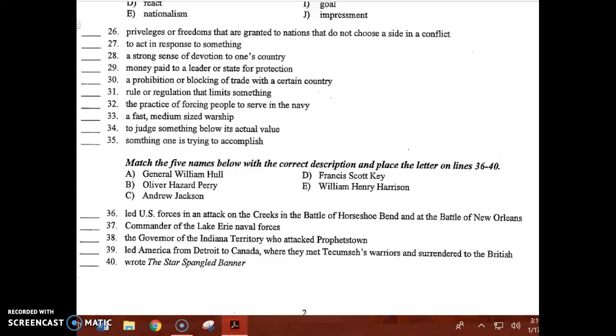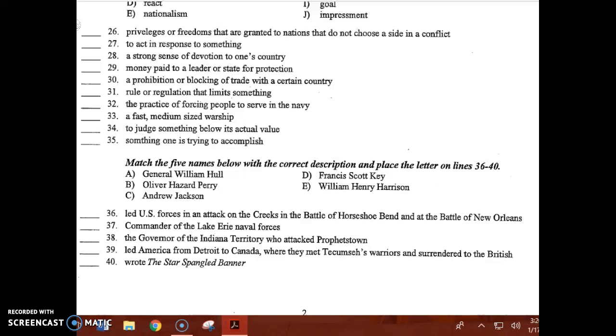The next section is also matching. There are 5 names, and match them with the correct description and place the letter on the line. Here are the people. A, General William Hull. B, Oliver Hazard Perry. C, Andrew Jackson. D, Francis Scott Key. E, William Henry Harrison.